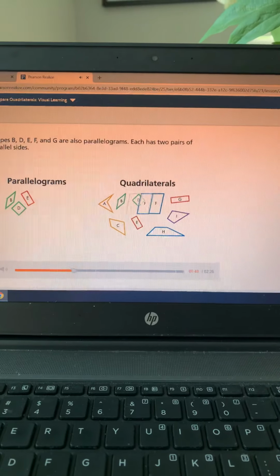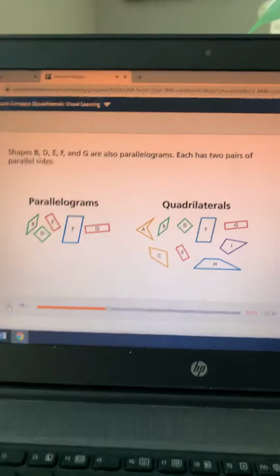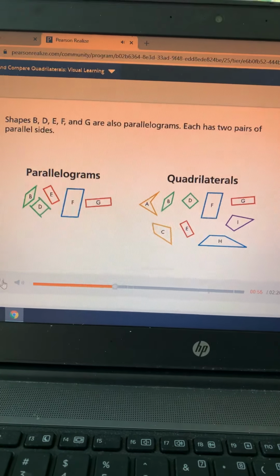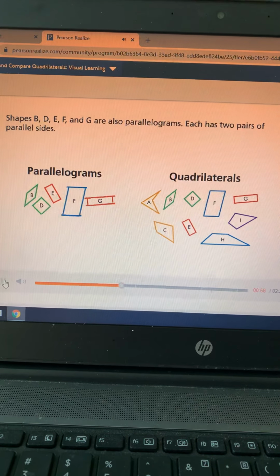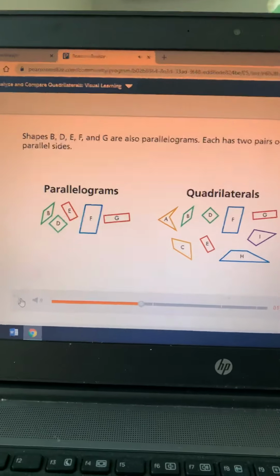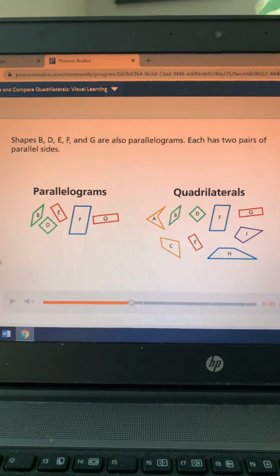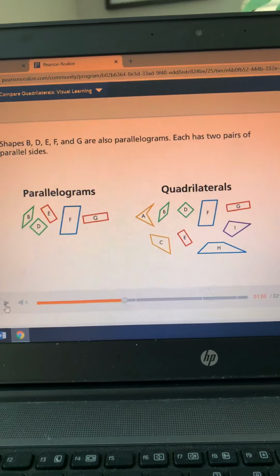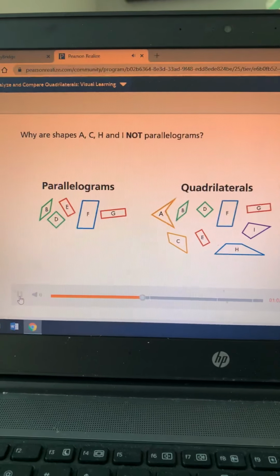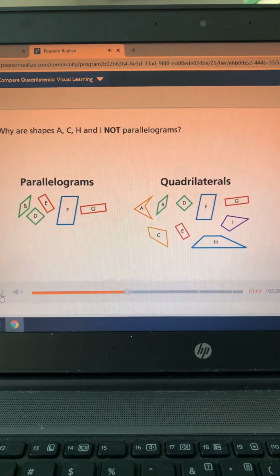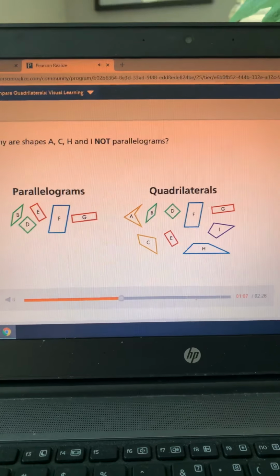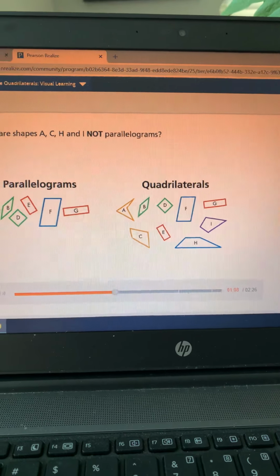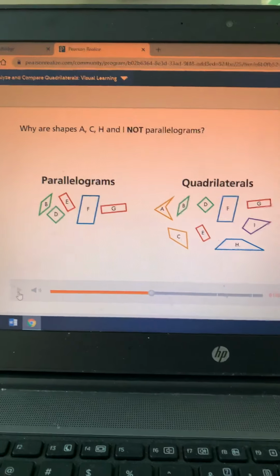Shapes B, D, E, F, and G are also parallelograms. Each has two pairs of parallel sides. Because they're parallelograms, they have two pairs of parallel sides. Remember, opposite sides are considered one pair. Why are shapes A, C, H, and I not parallelograms? Because they don't have two pairs of parallel sides.